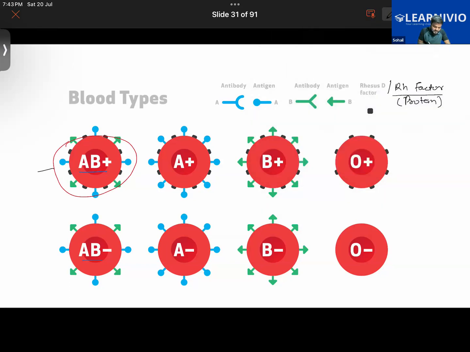So a person with AB positive blood group is considered as, actually, I thought AB positive is good because it has everything. So I thought it is the best.